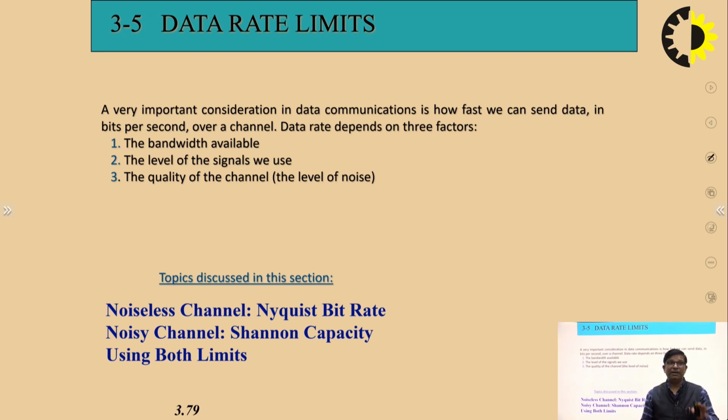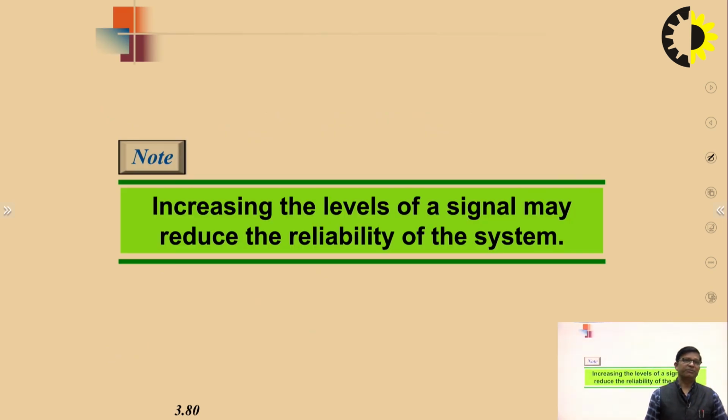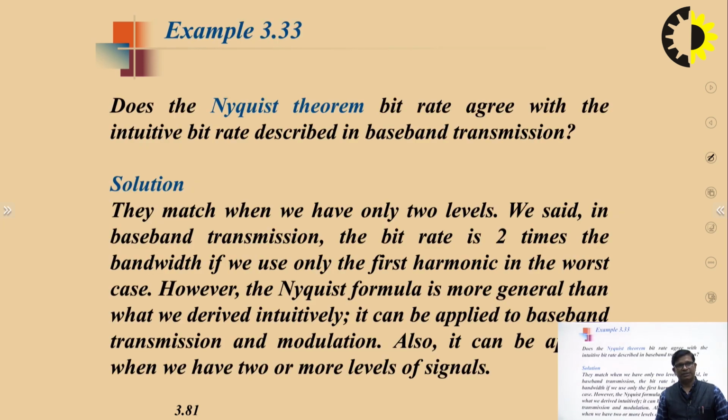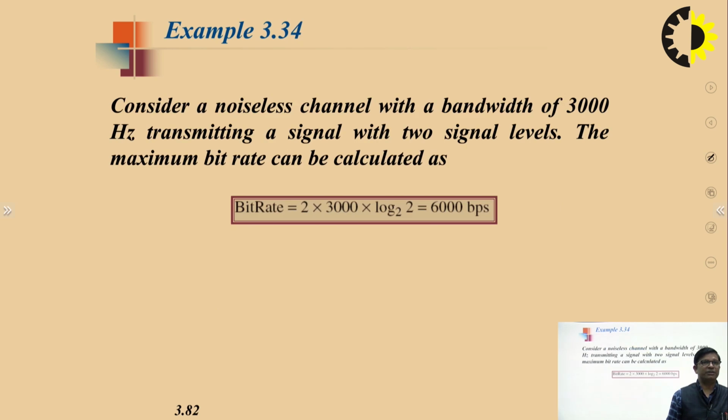Next, the levels of signals we can use. The more levels there are, the higher the number of bits per level we can deliver. But there is a threshold. Beyond the threshold, we cannot send multiple signals at a time. Then there is the quality of the channel, the levels of noise also. We will study noise in some special detail later. Increasing the level of signal may reduce the reliability of the signal. It is not reliable when we are sending multiple-level signals. So there are two theorems, Nyquist and Shannon. We will discuss the Nyquist and Shannon theorems.